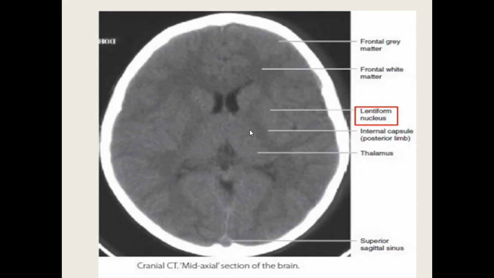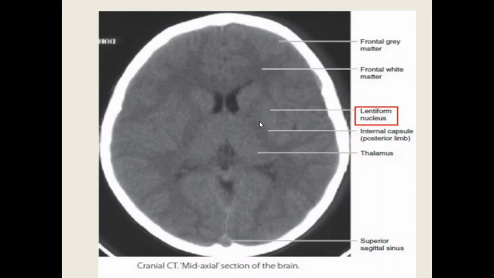Now here in the CT, you see this dark area. This dark area is the internal capsule. Now, as I said, the anterior limb of the internal capsule is sandwiched between the head of the caudate nucleus and the lentiform nucleus. So see this part. This part is the caudate nucleus. And what is this part? This part is the lentiform nucleus.